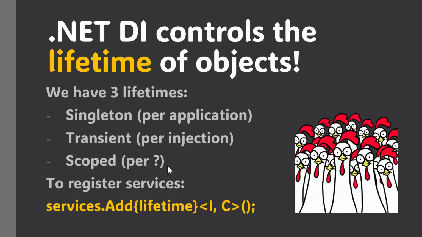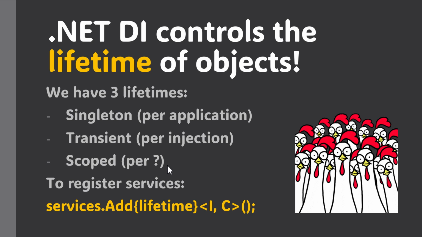The .NET DI controls all the lifetimes of our objects. Generally, we have three lifetimes in dependency injection: singleton, transient, and scoped. A singleton service is created per application. Once it creates an object, our DI keeps it alive for the whole lifetime of the application, from the start until we shut down or restart the application.